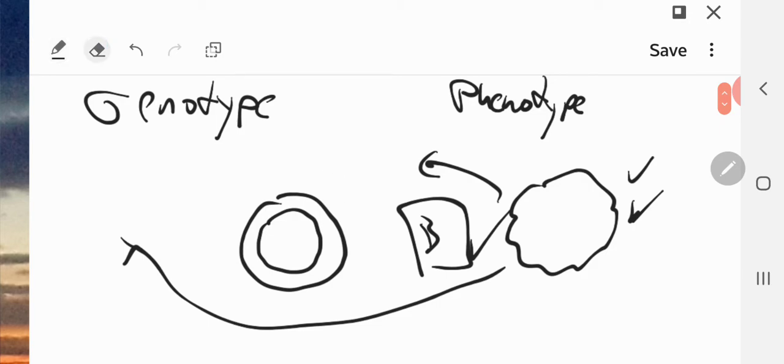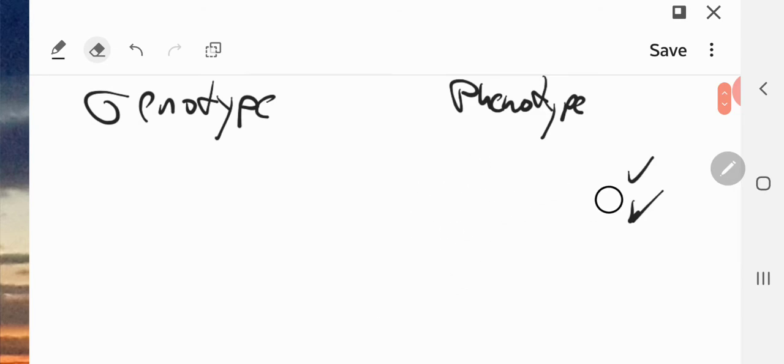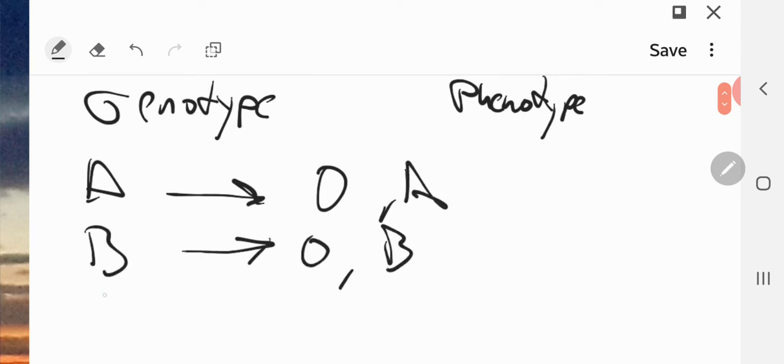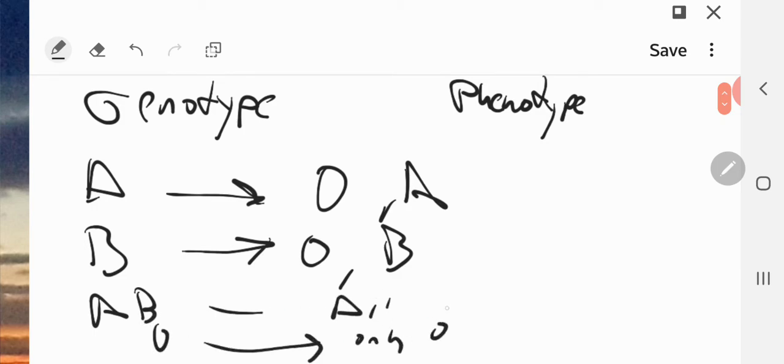So if you're blood type A, that means you can receive O and A. If you're blood type B, you can receive O and B. If you're AB, you can receive all. If you're O, only O. But hey, O is very common. I'm actually type O. It can go everywhere.